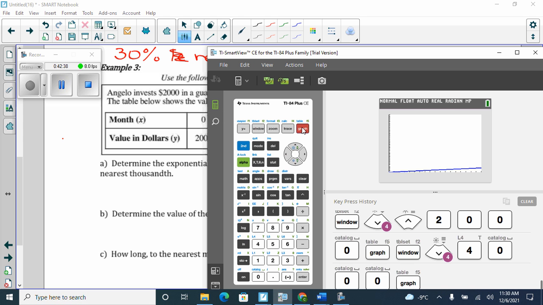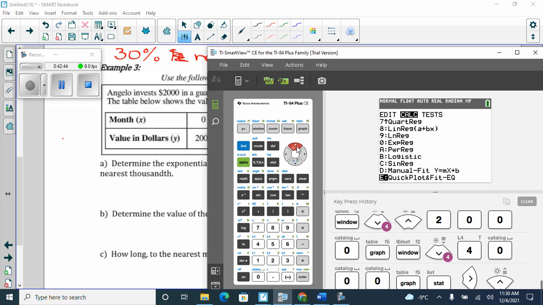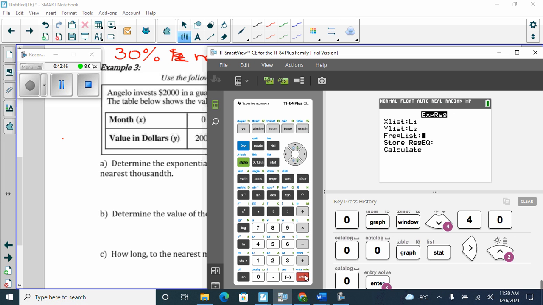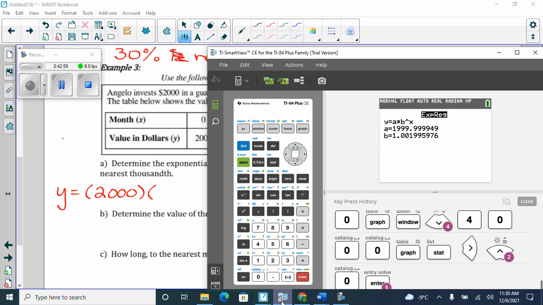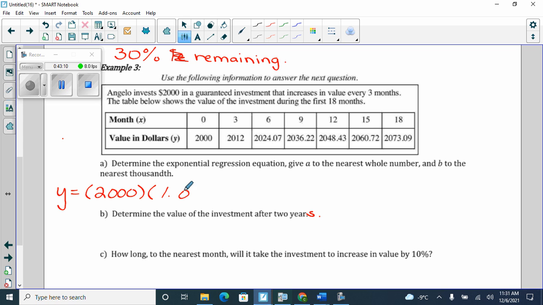But here it says, determine the regression equation, so stat, calc, 0. And it wants A to the nearest whole number, so it's going to be y equals 2,000. And then B to the nearest thousandth. 1,000 is how many zeros? 3. So thousandth is 3 decimal places. 1.002 to the x. Then here it wants the investment after 2 years.